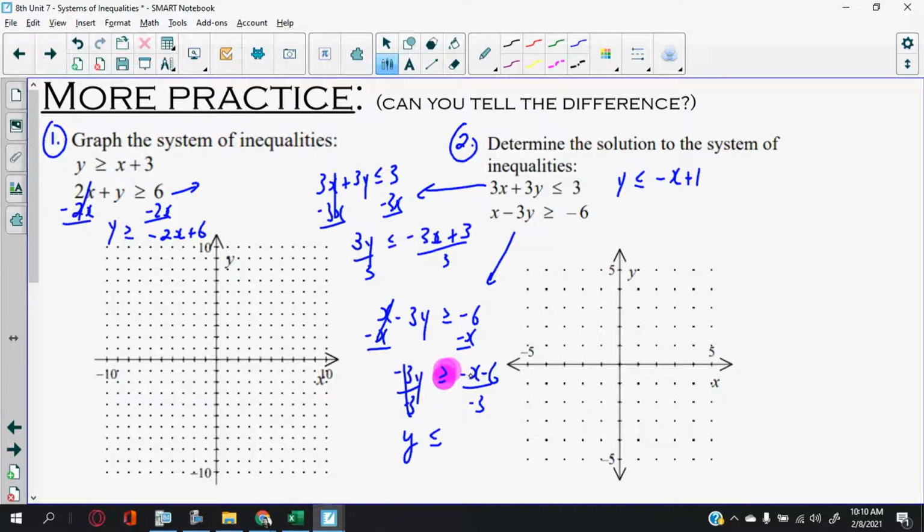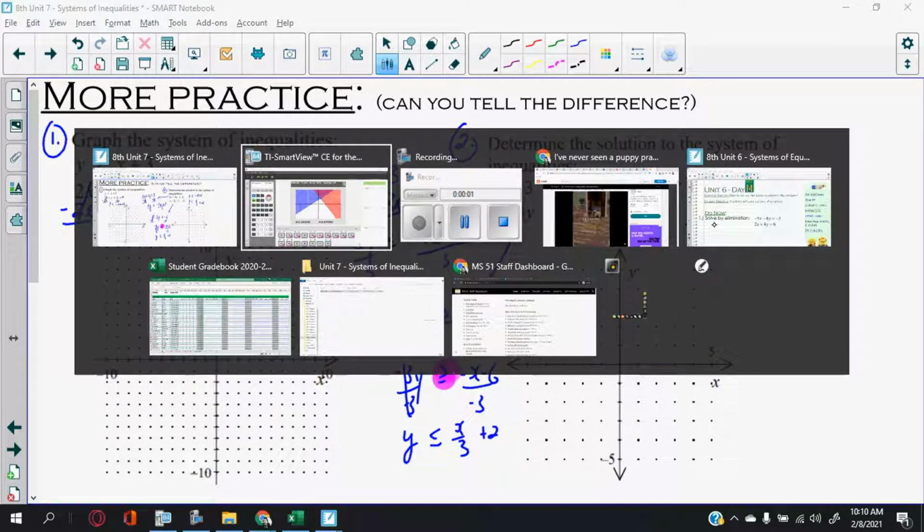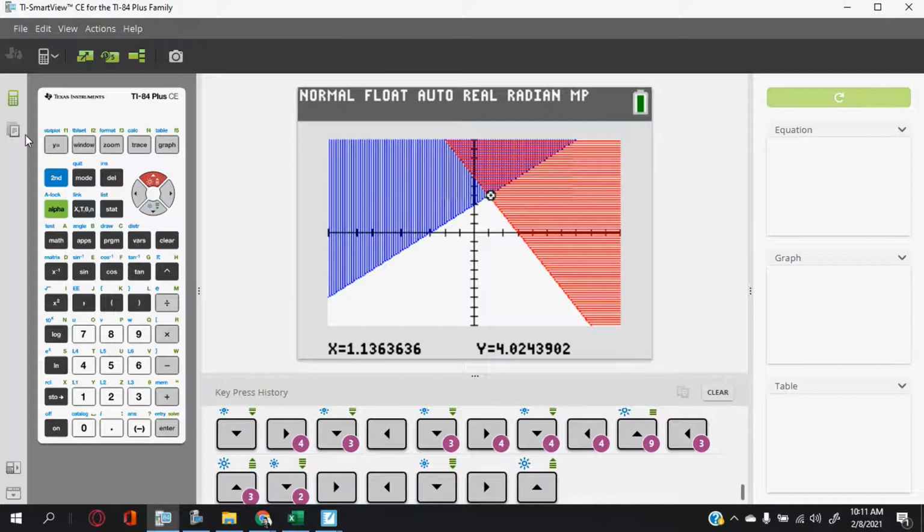And then now let's do the first term. Negative over negative is positive, so that's just x over 3 plus 2. So this is our second inequality: x over 3 plus 2, like that. So now we're going to graph it, all right, real quick, because I actually got to go teach again.